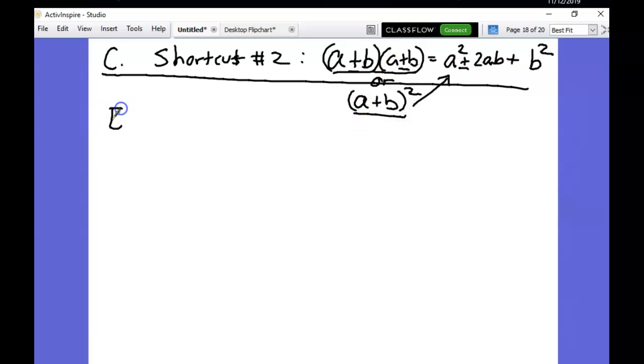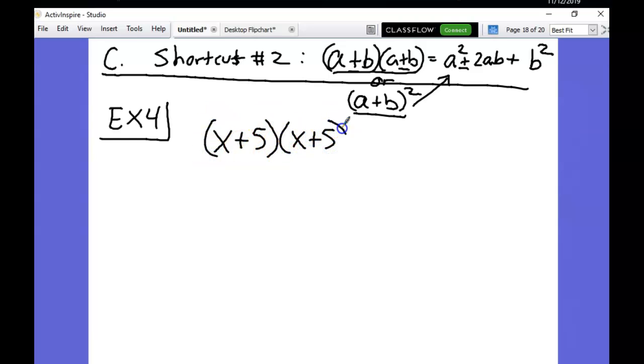Let's go ahead and bring it to life a little bit. I think we're on example 4 now, right? So let's say I have x plus 5 times x plus 5. Now we know these are identical, right? And when you have the identical ones, you're going to get 3 terms. The first term comes from squaring the first term. So if I square the first term, I get x squared. The last term comes from squaring the last term, which gives me 25. Just 25, not 25x.